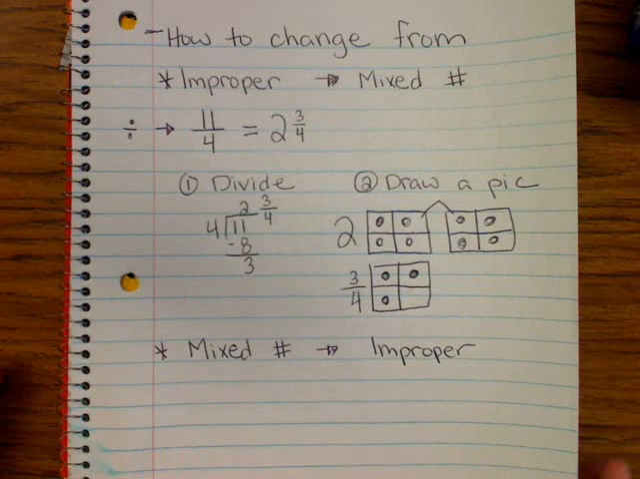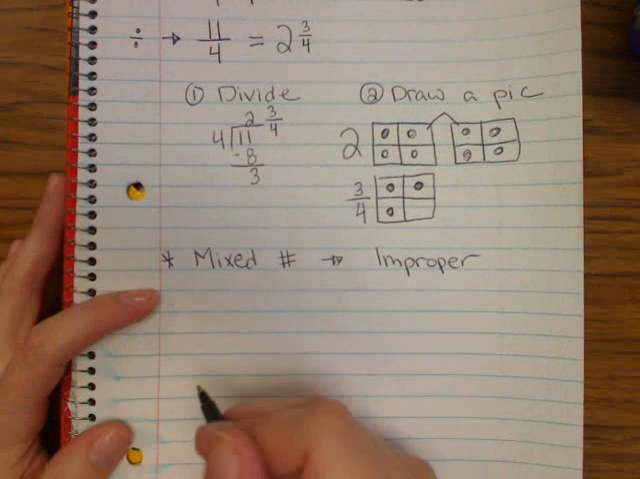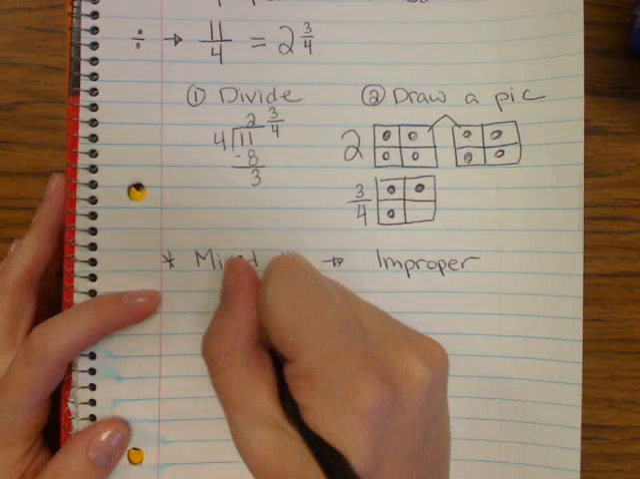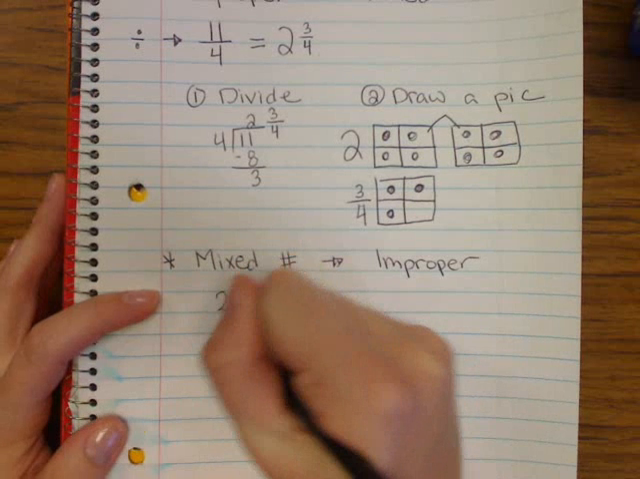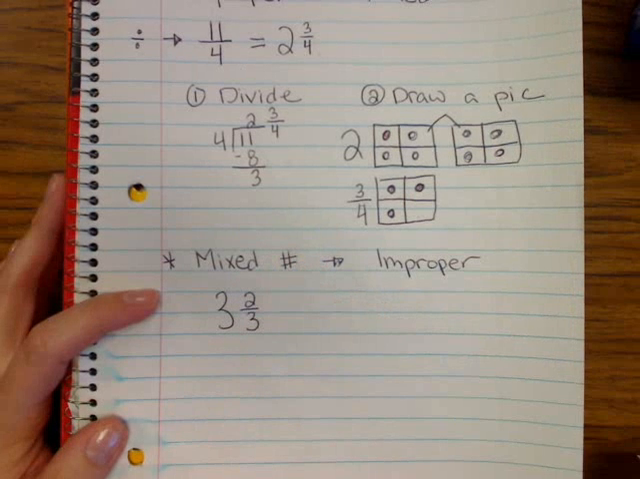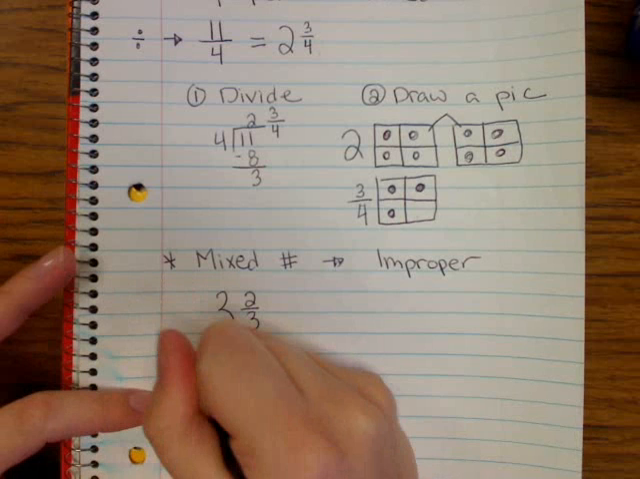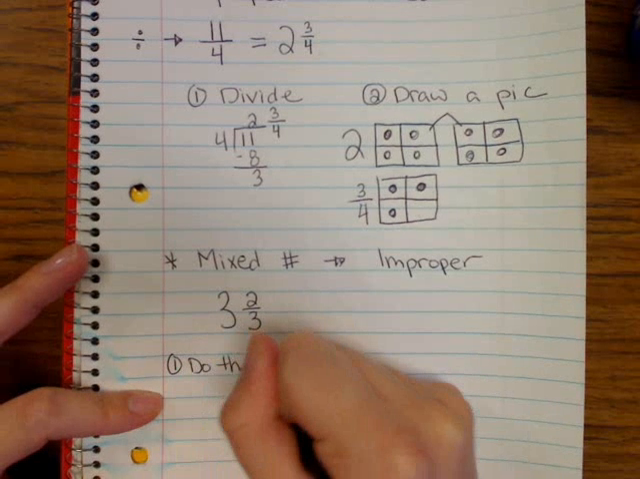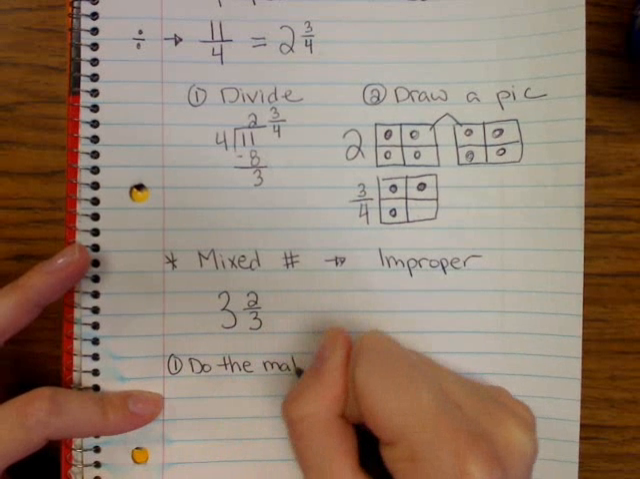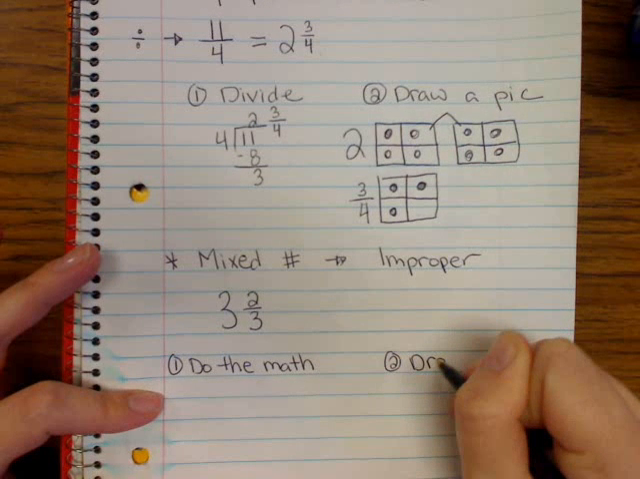Now sometimes you're going to have to go the opposite way, from a mixed number to an improper fraction. Okay, let's use an example, 3 2/3 for our mixed number. Same thing on this one. You can do the math to solve it, or you can also draw a picture on this one as well.